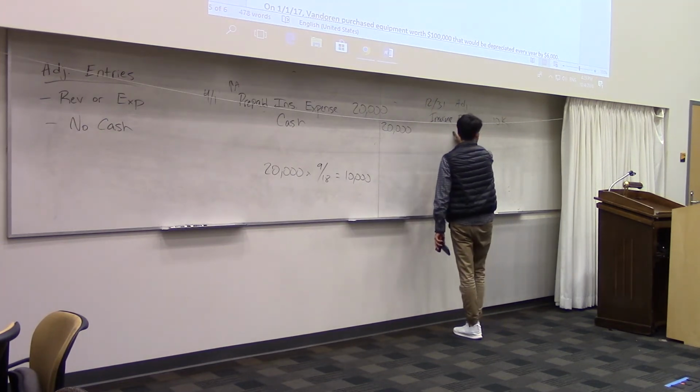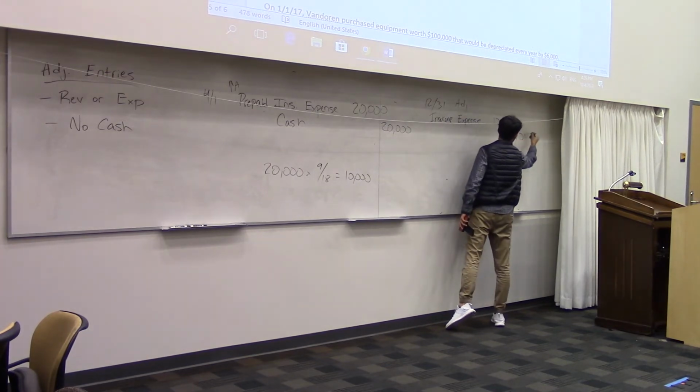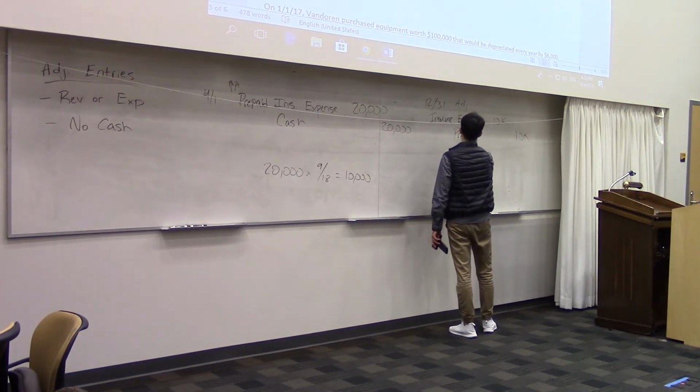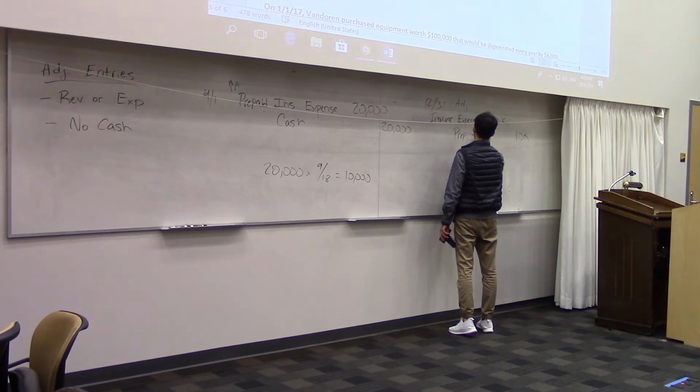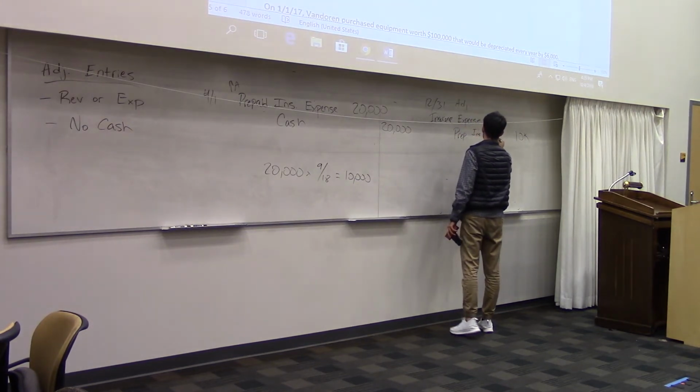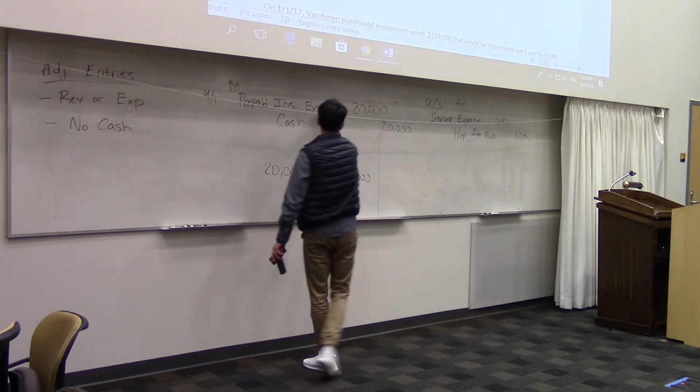And our credit is prepaid expense. Decreasing this asset.